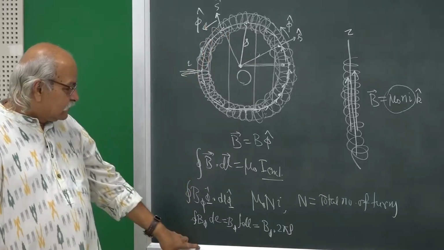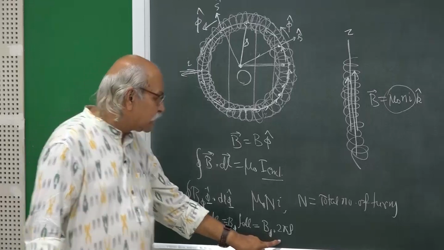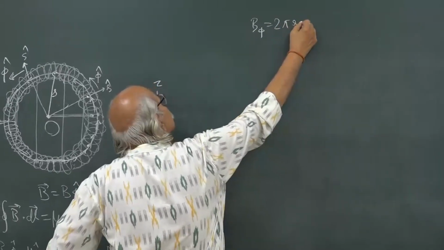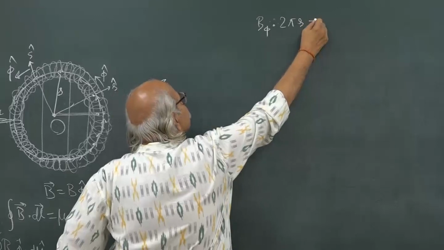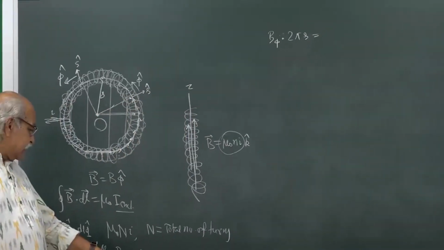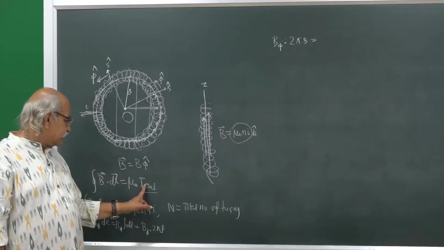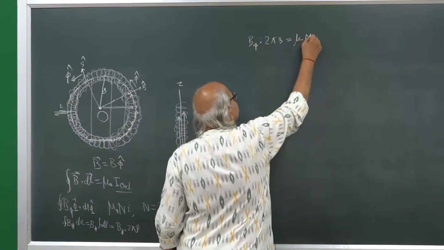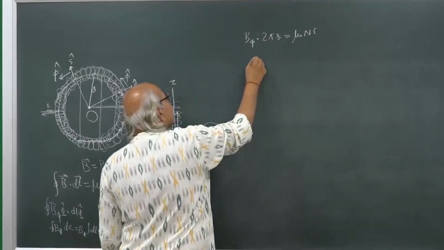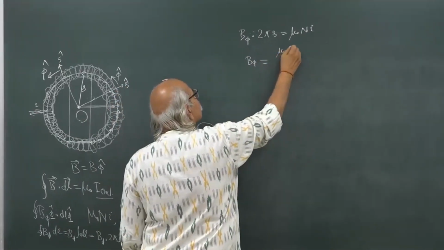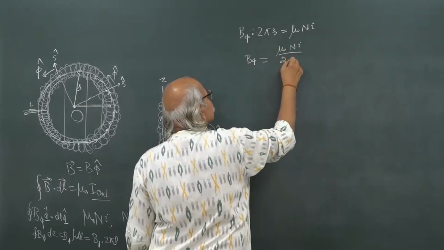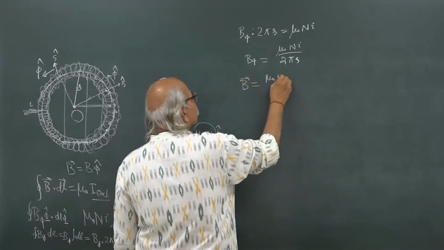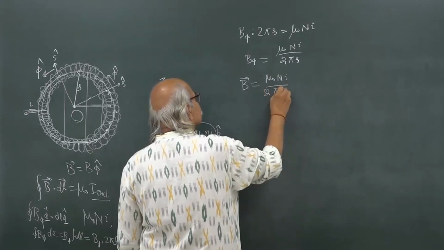So, that is the left hand side. What is it now? B phi into 2 pi s is equal to, this was LHS and RHS is this, mu naught capital N I. So, it is mu naught capital N I, right, and therefore, B phi is equal to mu naught capital N I divided by 2 pi s, and B is equal to mu naught N I divided by 2 pi s phi cap.